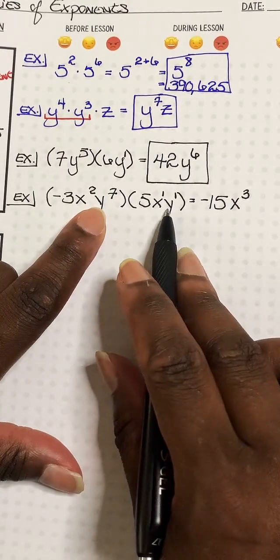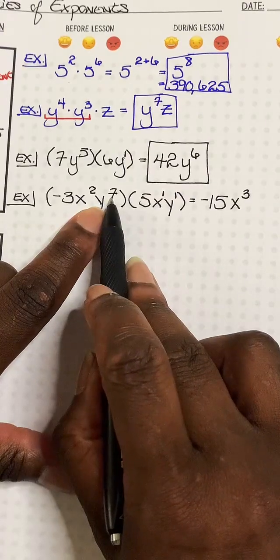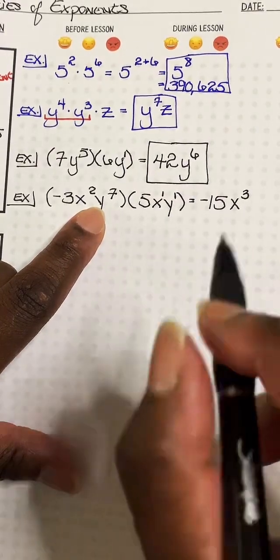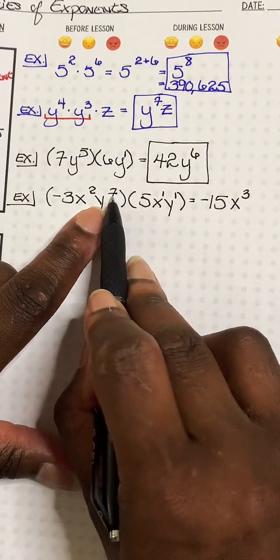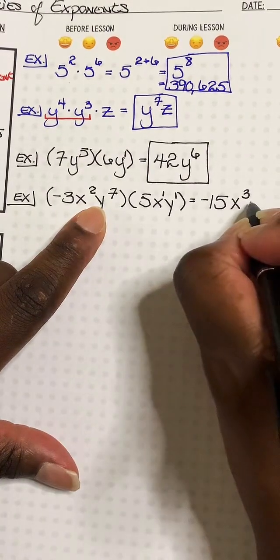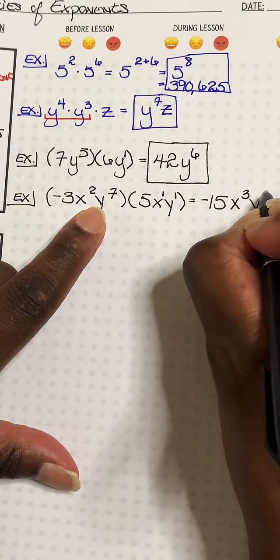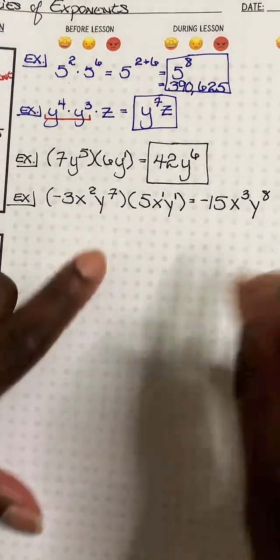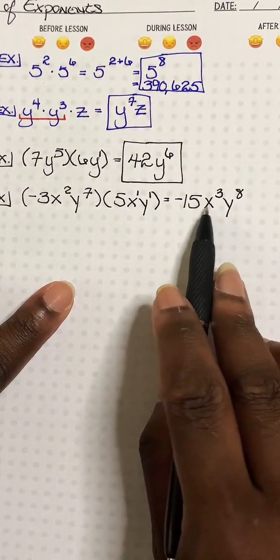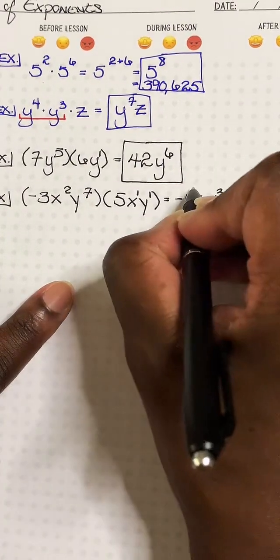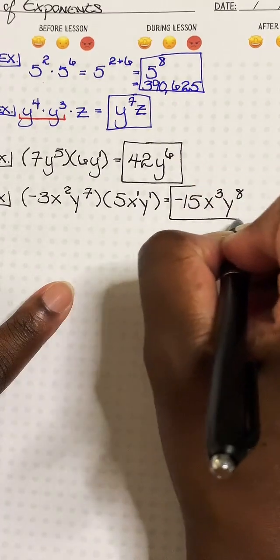Then I go to my y's. Y to the 7th times y to the 1st. Since they're the same base and you're multiplying, you're adding the exponents. So that gives me y to the 8th. And we can't combine x and y's because those are two different worlds. This is my final answer.